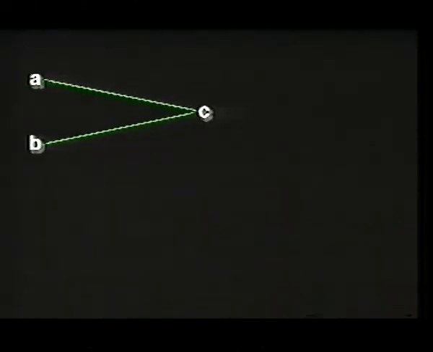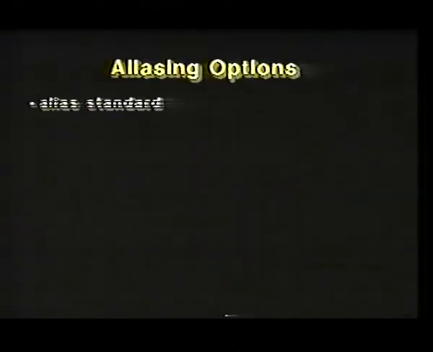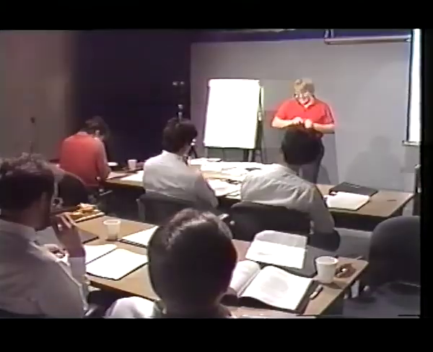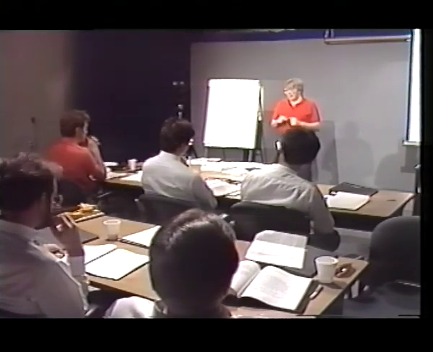Aliasing, from an optimization standpoint, is when we have two or more paths to the same object, or two or more names for the same object, as in alias Smith and Jones. Aliasing is probably the biggest thing that prevents optimization in C, because C has pointers, and with pointers the compiler does not know what they're pointing to. So if you're using pointers in your code, the compiler assumes they can be pointing to anything, which means they can be pointing to the same thing. There are three standard aliasing algorithms: standard, cautious, and worst. Worst is what is used in PCC mode, and it assumes all pointers are pointing to the same object, regardless of what is going on.